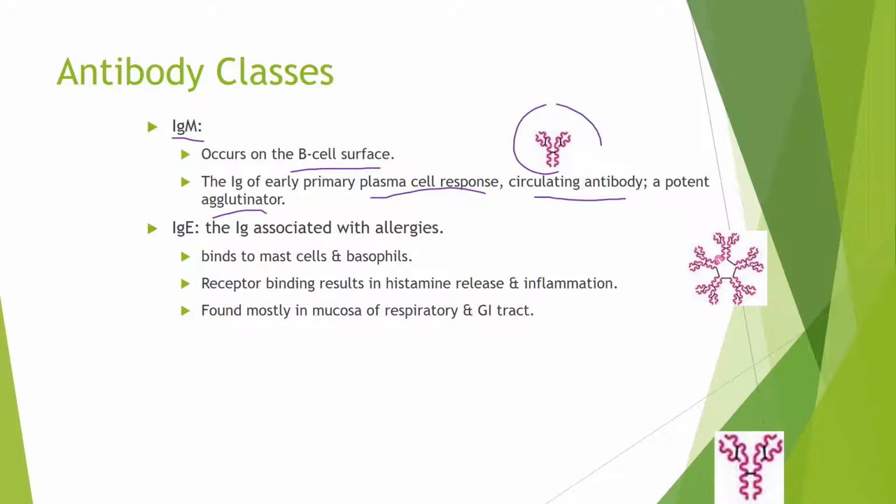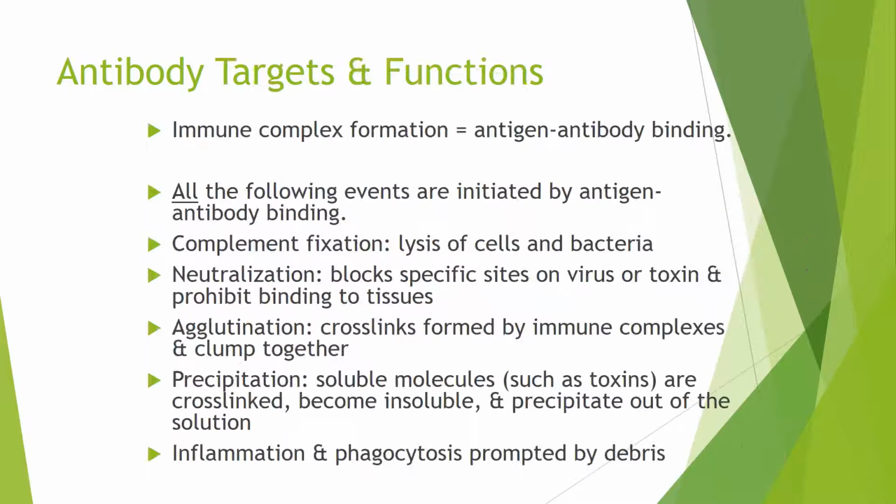And then immunoglobulin E, these you might be more familiar with because these are what are associated with allergies. And so these will bind to mast cells and basophils, and then they release histamine and induce inflammation, and are found mostly in the mucosa of the respiratory and GI tract. And so they have this pentamer shape to them.